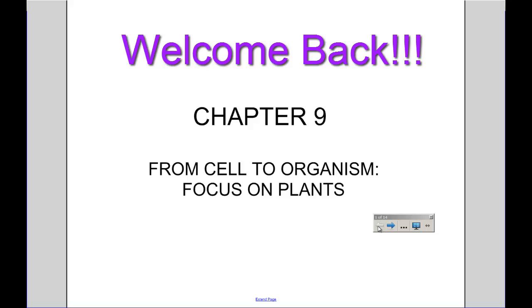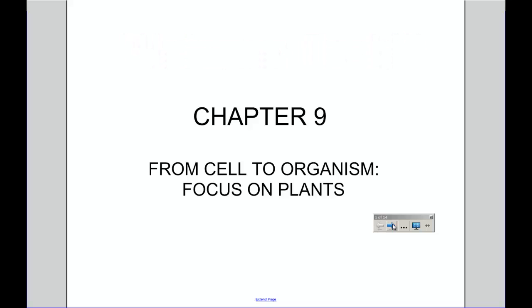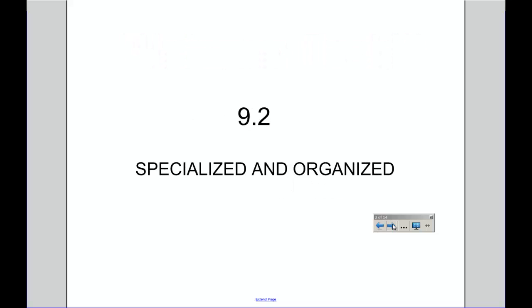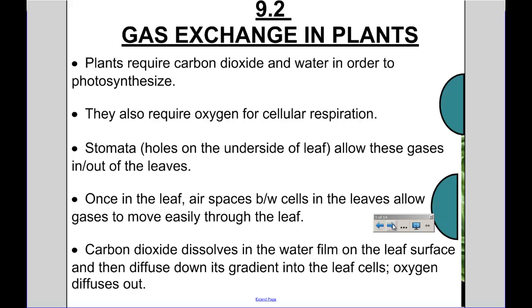Lesson 2 in Chapter 9 is all about the specialized cells that you find in a plant and what they do. Now, we've talked about some cells already, and we're going to continue on with that. Now, in plants, you need to have gas exchange. That's really important. The plant needs to be able to get in carbon dioxide, and it also needs oxygen.